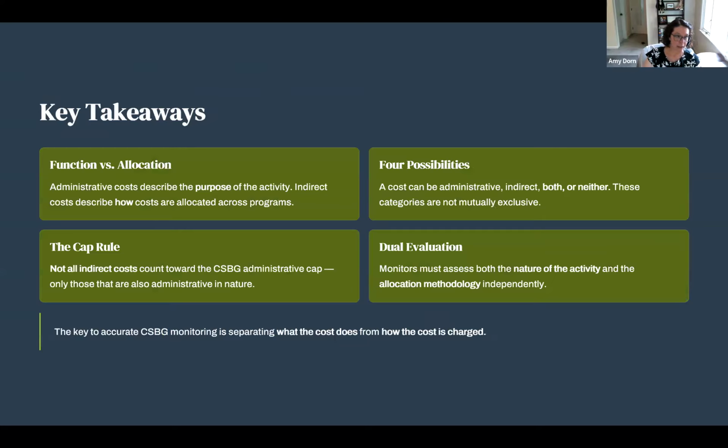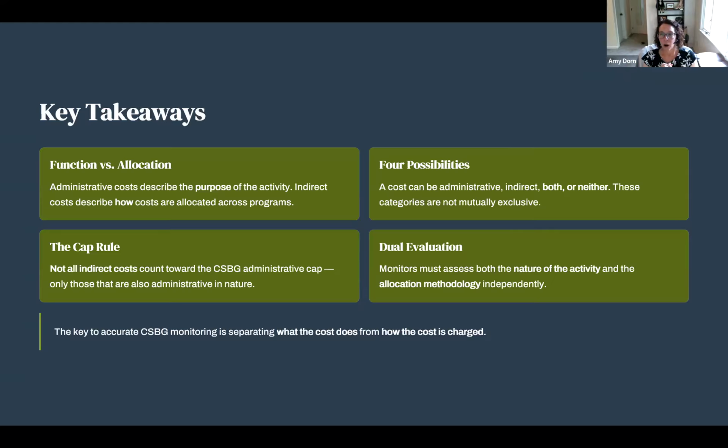Okay, and then the key takeaways: function versus allocation. That is administrative versus indirect. There are 4 possibilities. It can be administrative, it can be indirect, it can be both, it can be neither, which means it's direct. The categories are not mutually exclusive. Two things can be true at the same time. And this is part of the reason we're doing this: the CSBG admin cap.